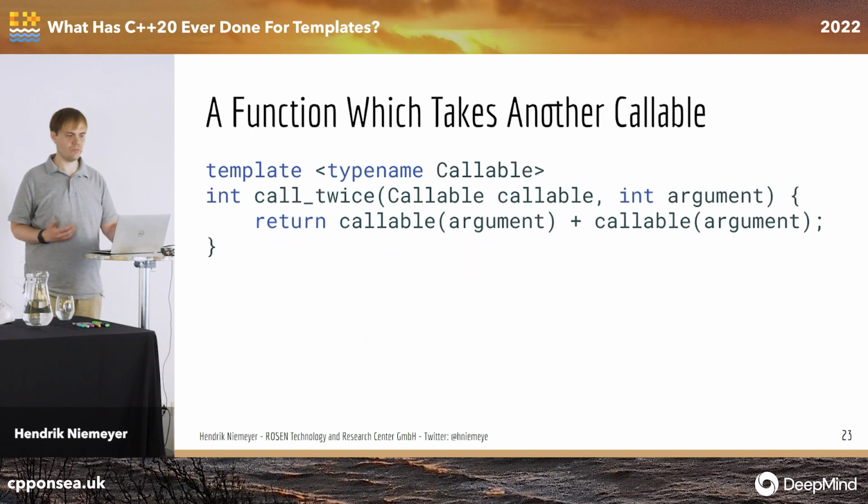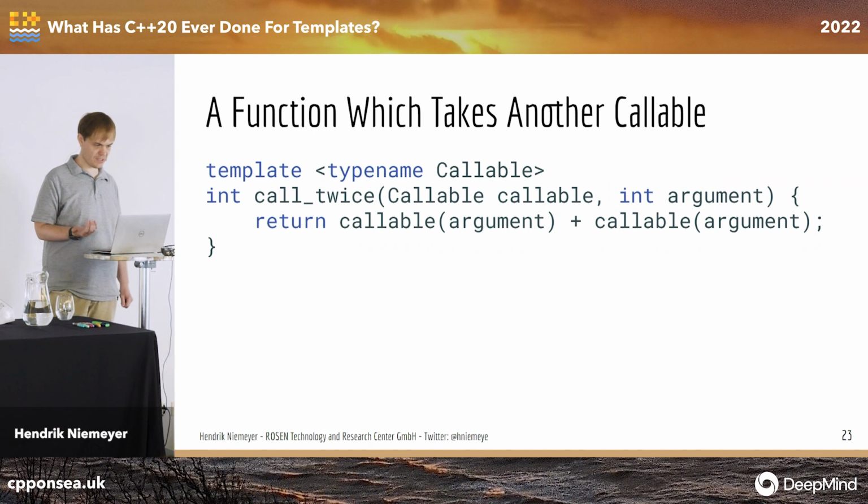So maybe another example where concepts make sense, and where we can use concepts from the standard library, is how we do it in C++ if we have a function which takes another callable as an argument. Usually we do it with templates. So we have a template with a type Callable, our function call_twice, which takes a callable and an argument, which is an int, and returns just the sum of calling it twice.